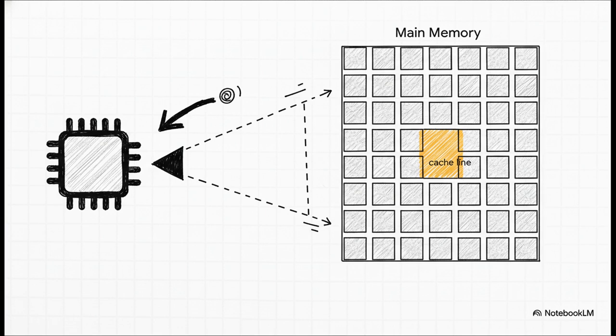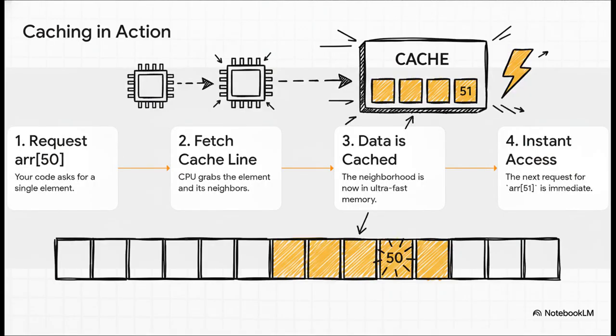So CPUs don't just grab one piece of data at a time, they grab entire chunks called cache lines. Let me walk you through it. Say your code asks for the item at index 50. The CPU doesn't just get that one item. It says, hey, they're probably going to want the next few too, and it grabs a whole neighborhood of data, maybe from index 48 all the way to 63, and pulls it into its own super-fast local memory, the cache.